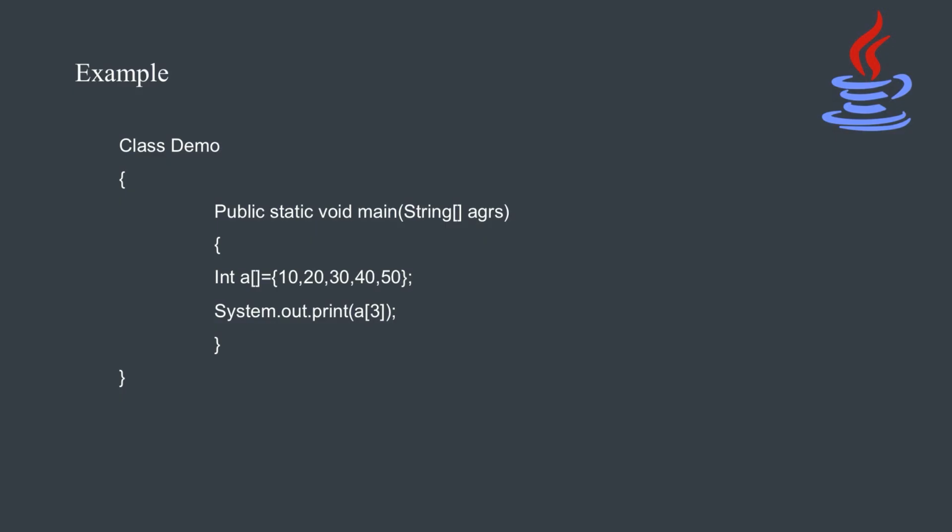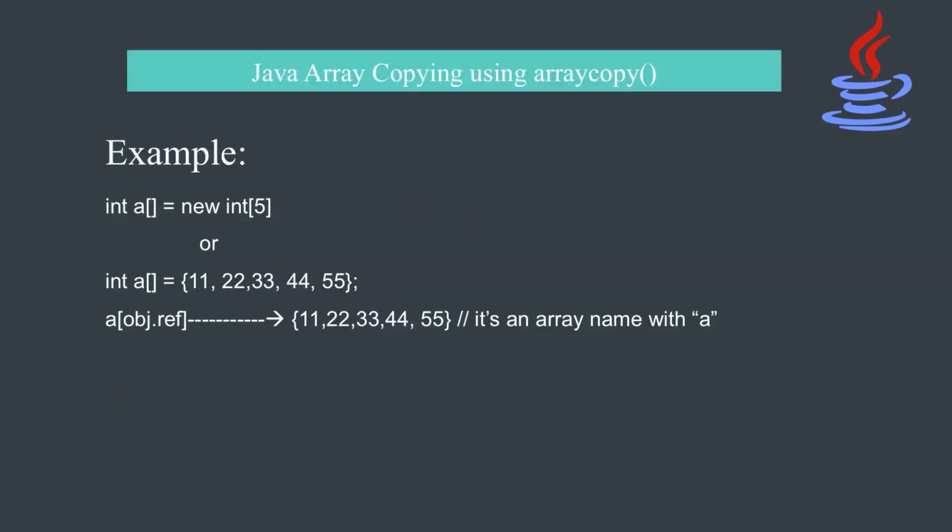Suppose we want to access the element 40 of the array, we have to assign the index value 3 to the array A. It will print the element 40 because the element 40 is located in the third position in the array. So now I am taking another example. In this example, I can take an integer array A, new int of 5.